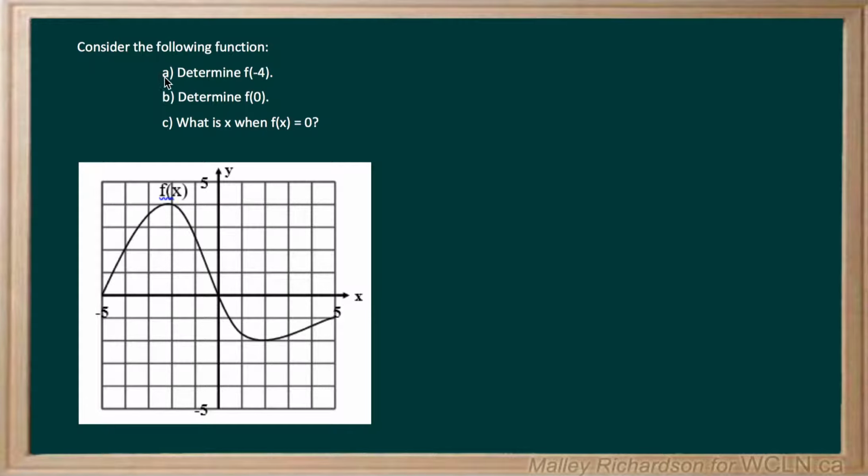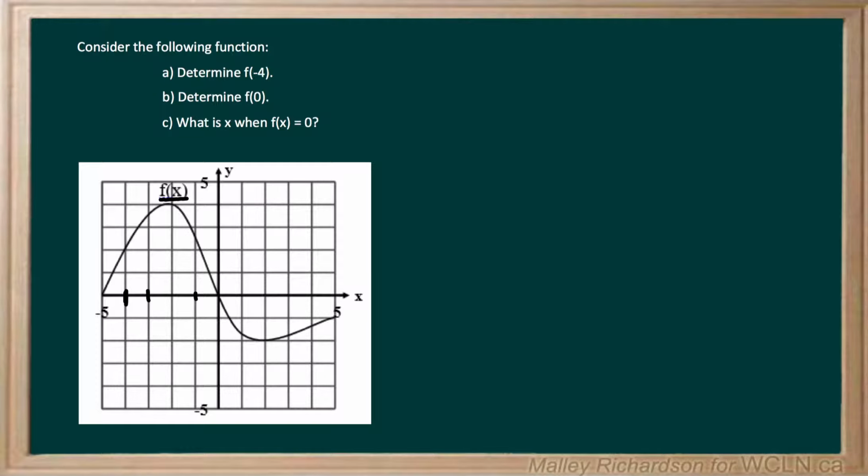Let's take a look at our first question. We need to determine f of -4. So looking at our graph below, we have f of x, but instead of f of x, we want to find f of -4. So we're going to replace x with -4, and go to our graph and find -4 on the x-axis. Well, there's -1, -2, -3, so right here is -4.